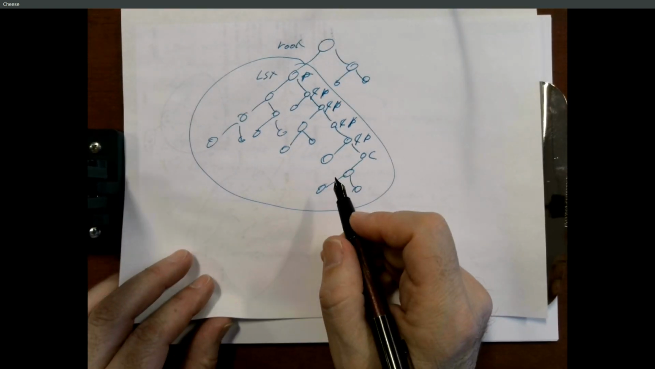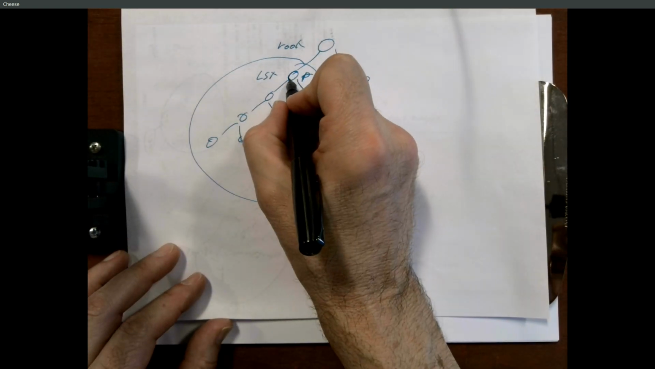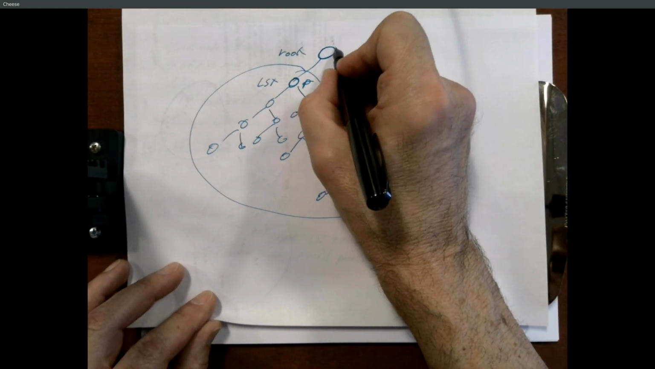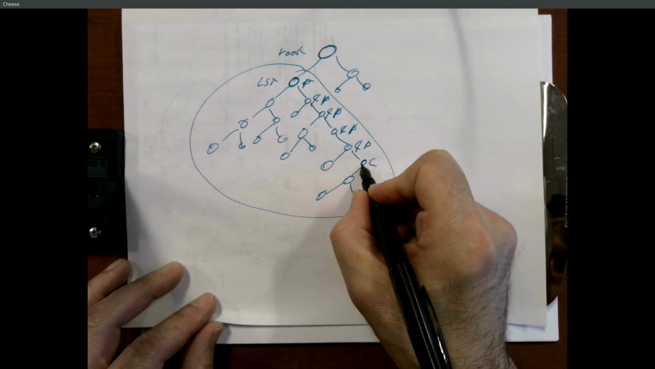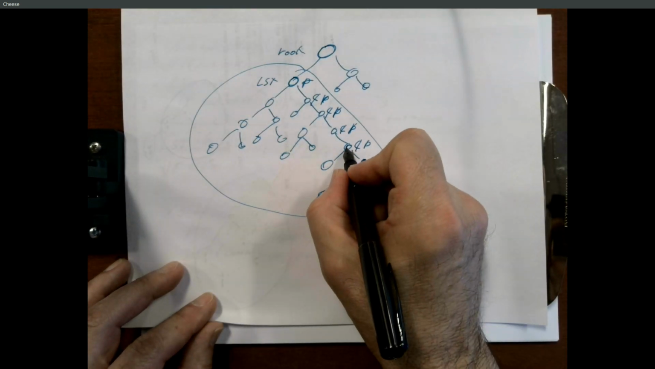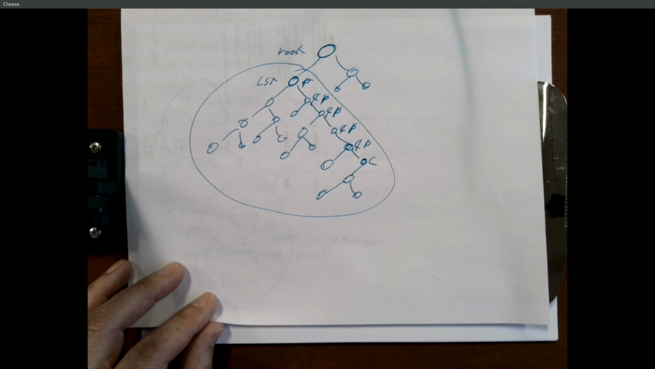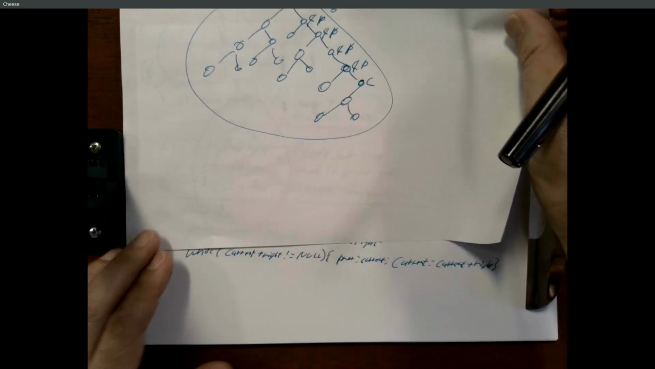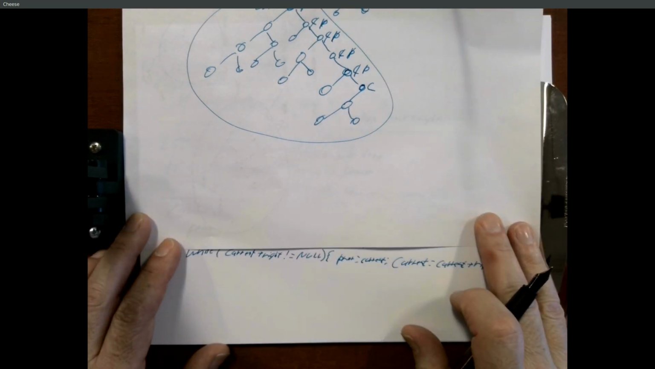So once we exit this while loop, what do we got? We've got LST, which is the root of this left subtree. We've got root, which is the original root. We've got current, which is the rightmost node, the largest node in the left subtree, and we've got prior, which is its parent. And now we can just spin the code that we were doing yesterday to make all of our adjustments.